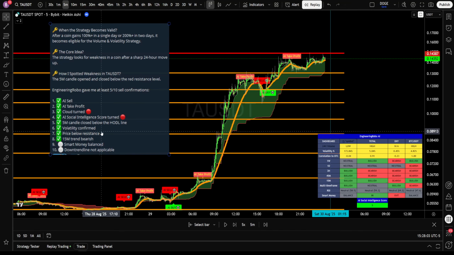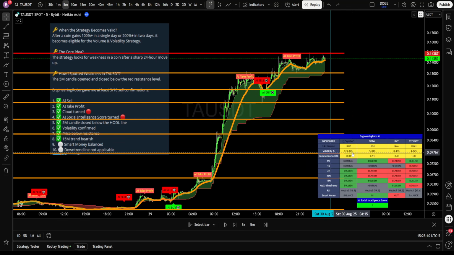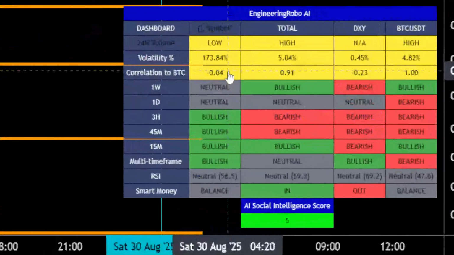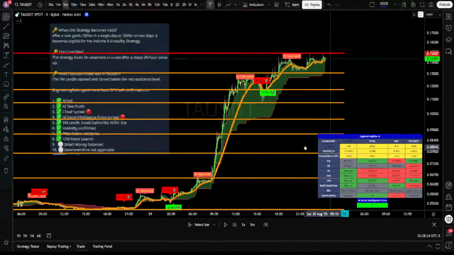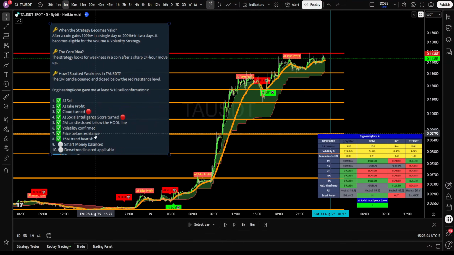Volatility has to be confirmed, which of course just means we have to make sure these are tokens that have moved up over 100% in the last 24 hours. So you can see right here on the dashboard, maybe you can't see that. I'm going to zoom in here for you. 173% volatility for this token that we're looking at currently over the last 24 hours. Let's see, what else do we need to see?